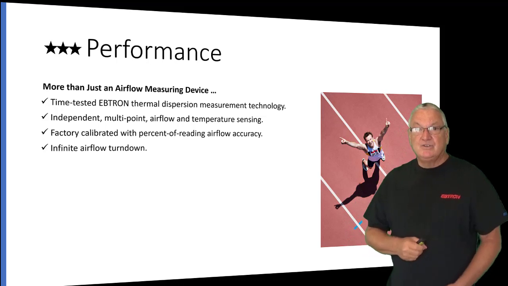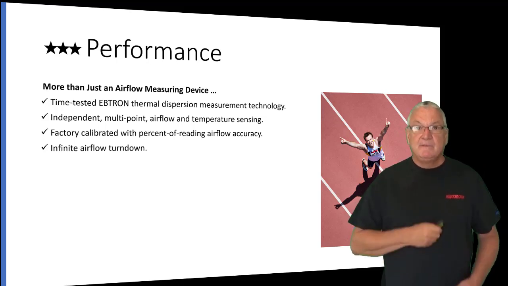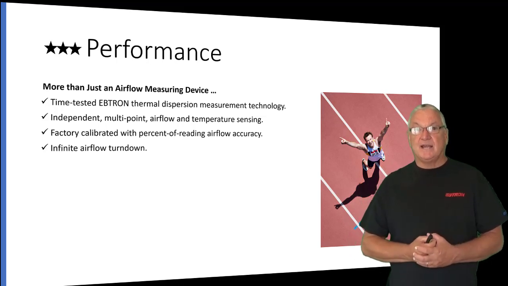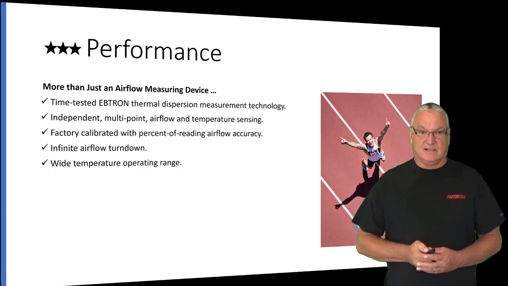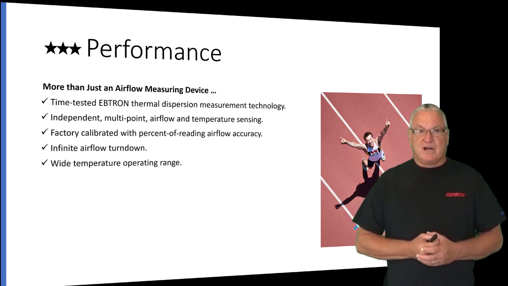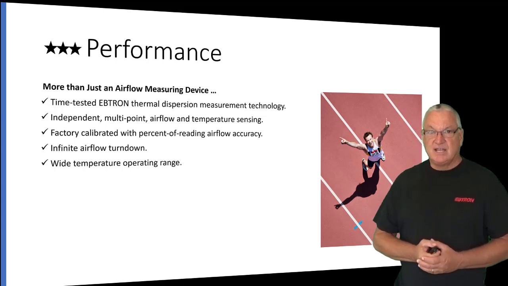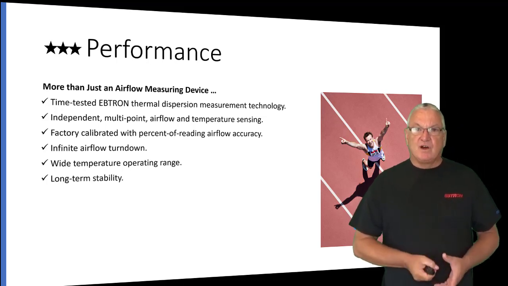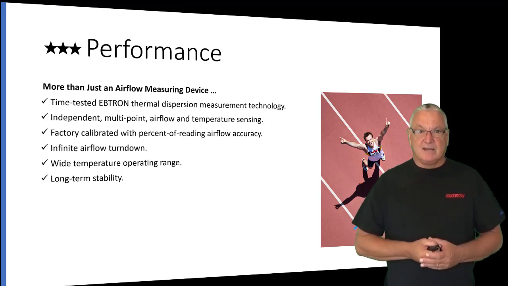That doesn't mean that you should try to measure an outdoor air intake at 20 or 30 feet per minute, because there's other factors that get in the way. But in terms of our ability to measure, we can measure down to still air. We have a wide temperature operating range, wider than you're going to see in most of your HVAC applications. We have very long-term stability. The parts that we use are extremely stable.